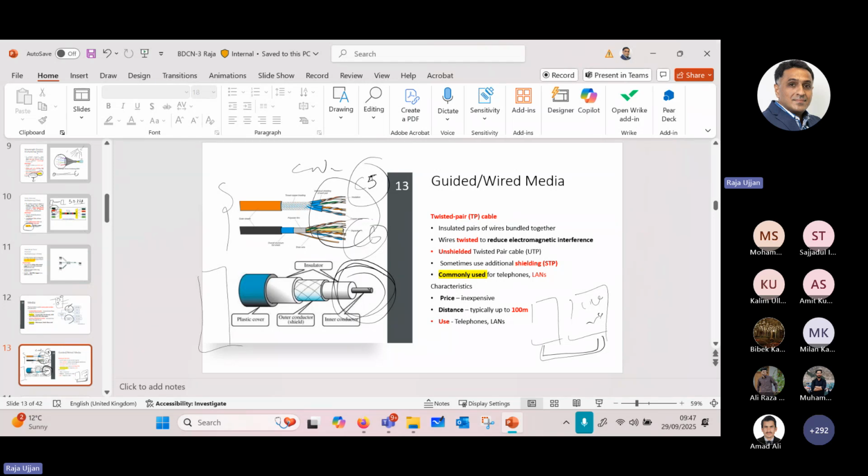If you want to save some money, connect all the classrooms with category 5. If you want to make more powerful internet, you can use category 6 cable. It's up to you. It depends on the prices, the configuration, whatever you're going to use. Okay guys, so guided are almost the same thing.